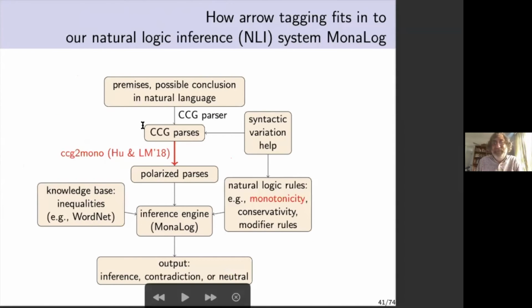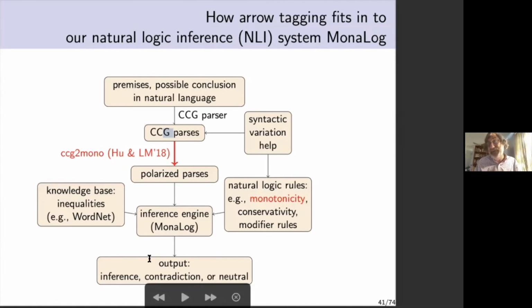And here's how this stuff is used. We input a bunch of premises in natural language, and we run them through the parser. We work in good faith with the parser. The parser is often right. Sometimes we don't like it. I can talk about that later. We work with the parses. Then we appeal to what I showed you today, which was a tool that polarizes it. That means it adds the up-down arrow.